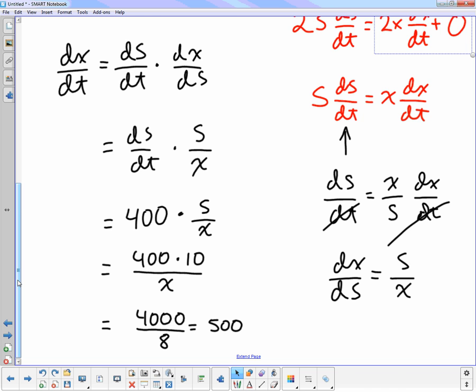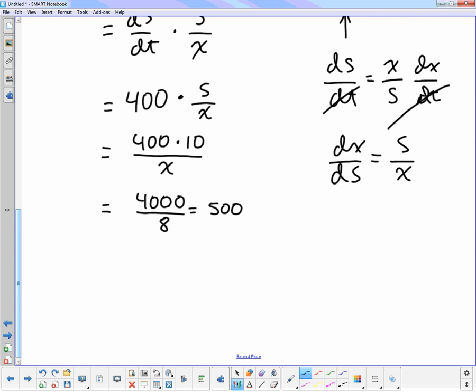Sorry, my units. This was in miles per hour, not per second. The speed is 500 miles per hour, and it's decreasing. So if you were looking for a velocity, it would have a negative sign in front of it. But it's decreasing. But this is the rate of change.